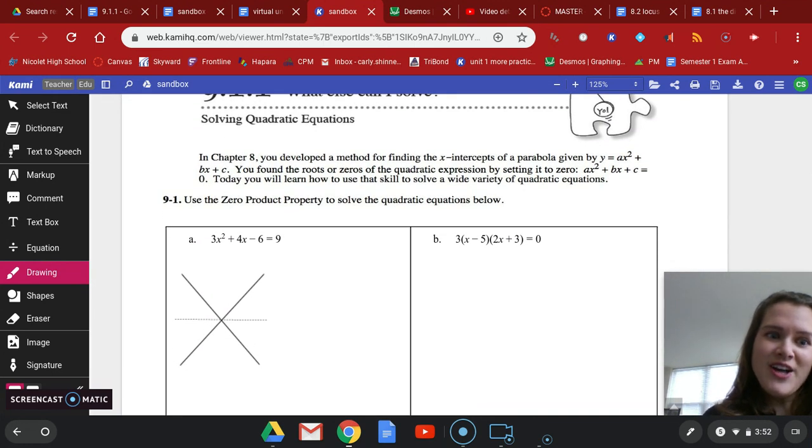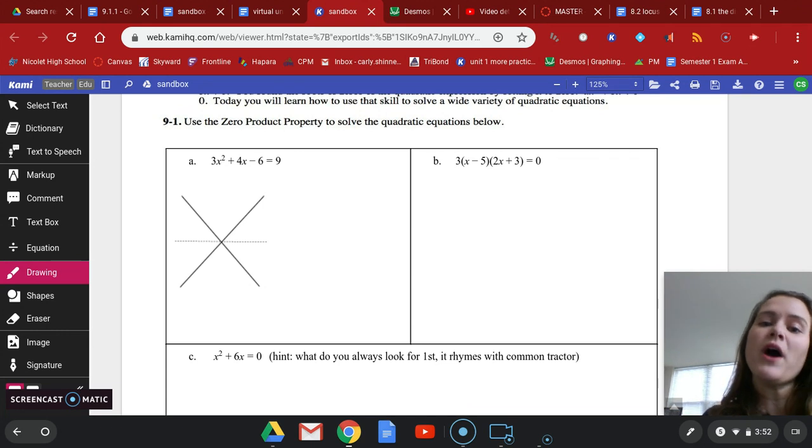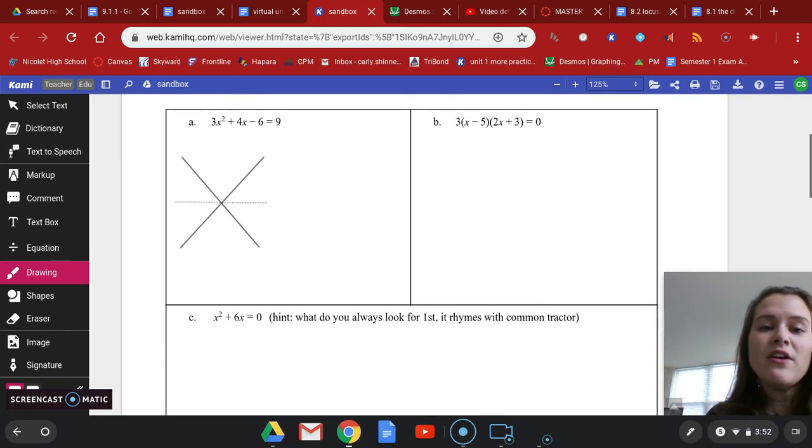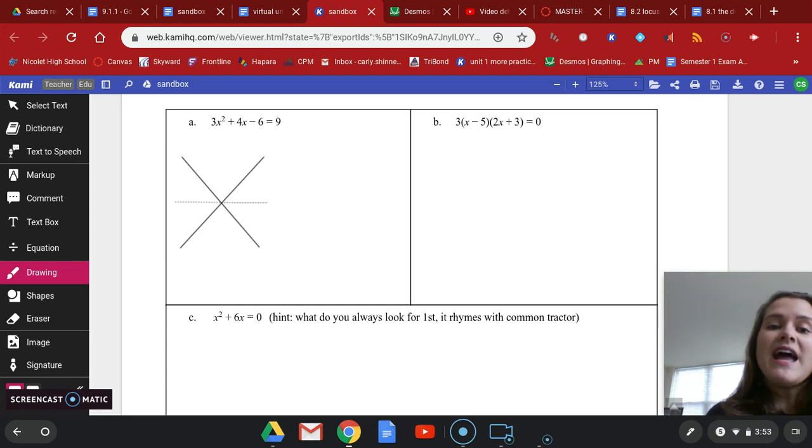All right. So with that, let's jump in here, guys. 9-1 wants us to use the zero product property to solve the quadratics. Okay. So in letter A here, folks, before we start identifying our A, B, and our C, we need to make sure, what does my quadratic have to be set equal to? Remember, in order for us to solve for an x-intercept, it has to be set equal to 0.